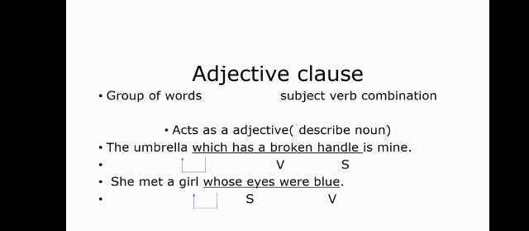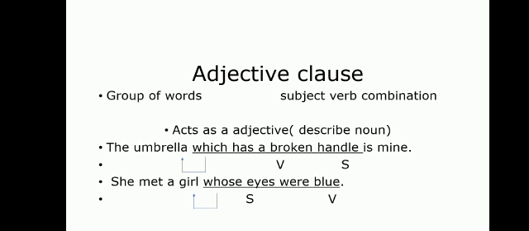Now, as far as the adjective clause is concerned, it also satisfies three conditions. Number one is group of words. It means that the adjective clause should consist of a group of words. Number two, it should have a subject-verb combination as well. And number three, it should act as an adjective.